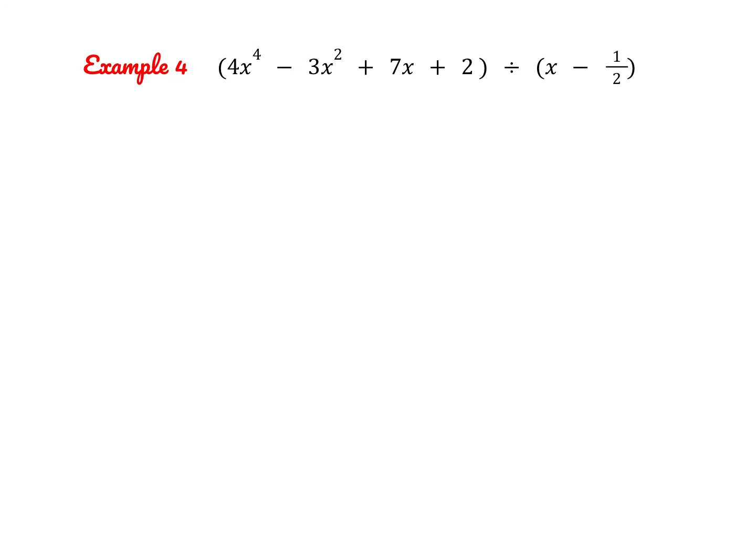All right, let's try another one together. So here, my factor that I'm dividing by is x minus 1/2. So that means the 0 would be positive 1/2. So it's always going to be opposite of what you see in your factor. And then let's list out our coefficients. So we have 4, 0, because we don't have our x cubed term. We do need that placeholder, or else the synthetic division won't work. The negative 3, 7, and 2.